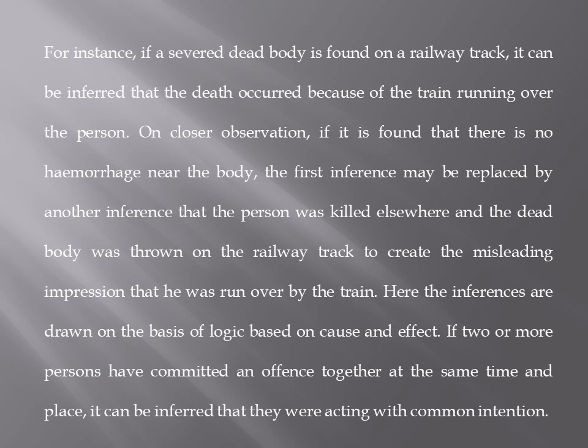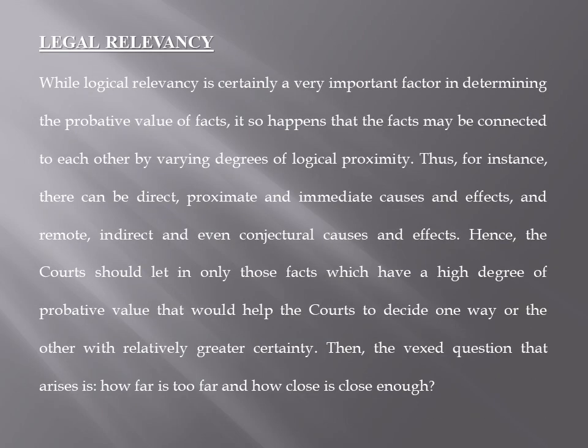On closer observation, it is found that there is no hemorrhage near the body. The first inference may be replaced by another inference, that the person was killed elsewhere and the dead body was thrown on the railway track to create the misleading impression that he was run over by the train. Here, the inferences are drawn on the basis of logic based on cause and effect. If two or more persons have committed an offense together at the same time and place, it may be inferred that they were acting with common intent.